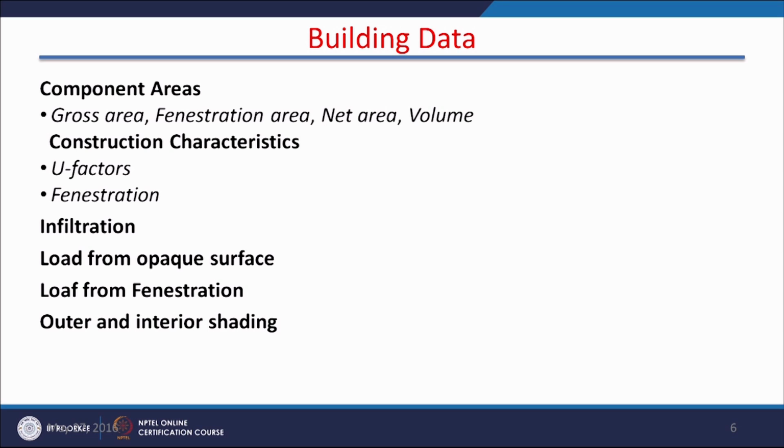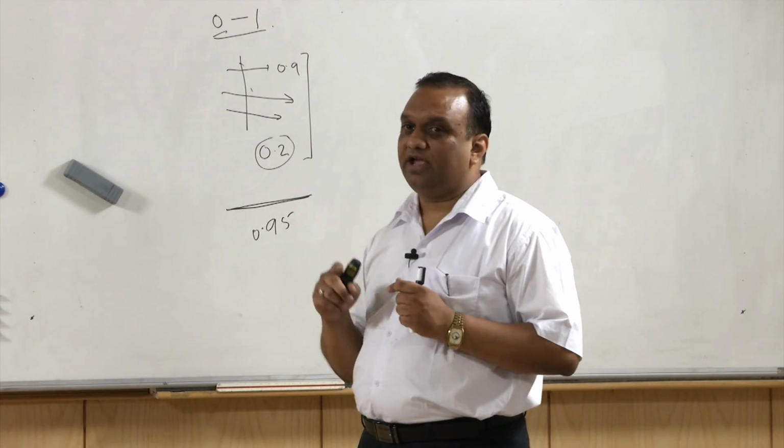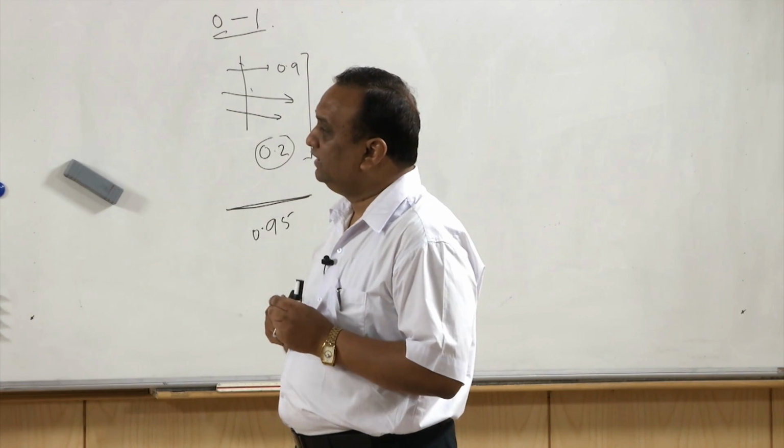Fenestration area, the part of the building which is occupied by the fenestration; net area, the difference of gross area and fenestration area; volume of the building; construction characteristics of the building; U factor of the building; again fenestration of the building; how much infiltration is taking place, the order of air tightness of the building. Air tightness I have already discussed in my previous lecture.